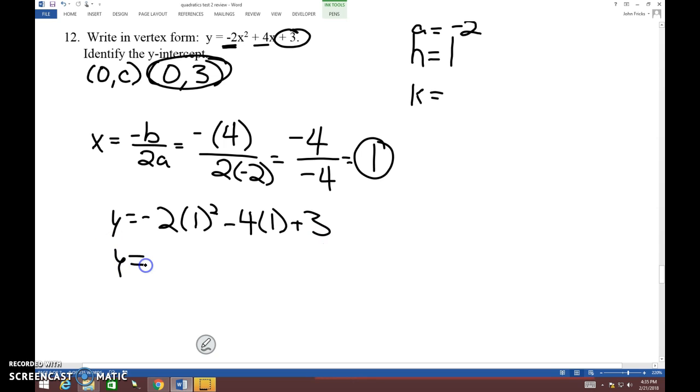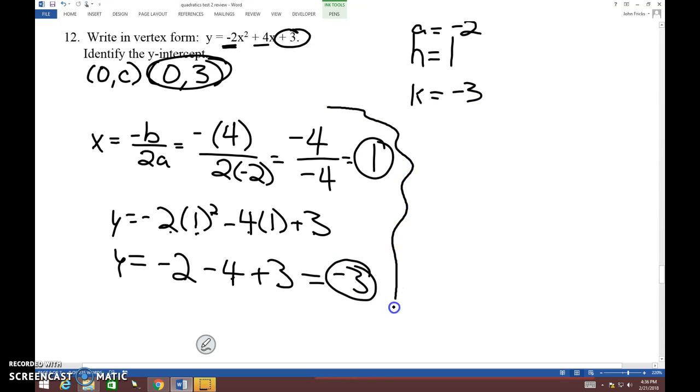So here we're going to have 1 squared is going to be 1. 1 times negative 2 is negative 2. Negative 4 times 1 is going to be negative 4. And then plus 3 on the end. So when we solve that out, we're going to have negative 2 minus 4 is going to be negative 6. Negative 6 plus 3 is going to be negative 3. So that tells me the k for my problem here as well.